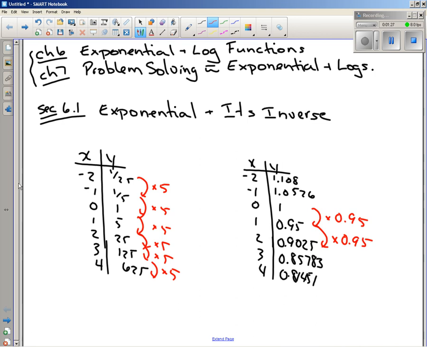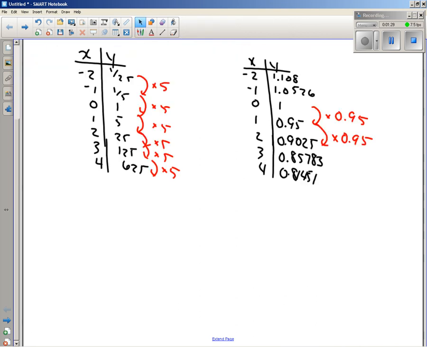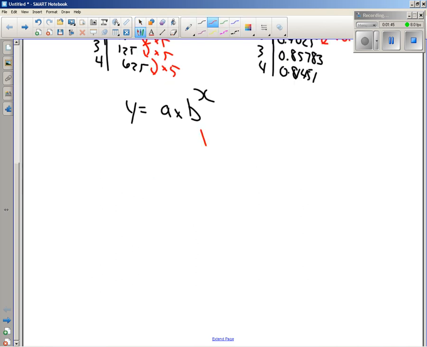Okay, both of these functions are going to have the form a times b to the power x. Exponential functions have our unknown in the exponent. We have our base and our coefficient out front, which is going to tell us our initial value.